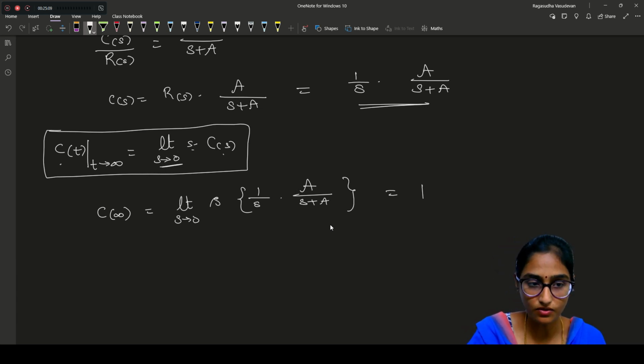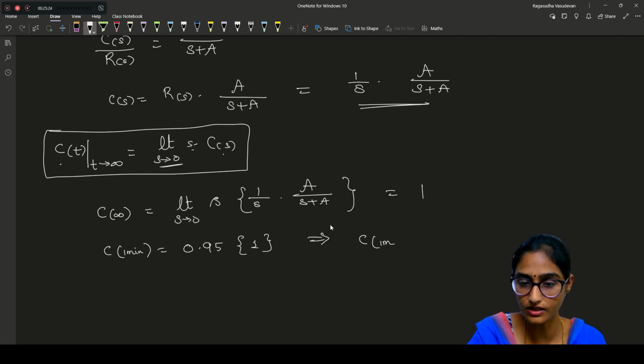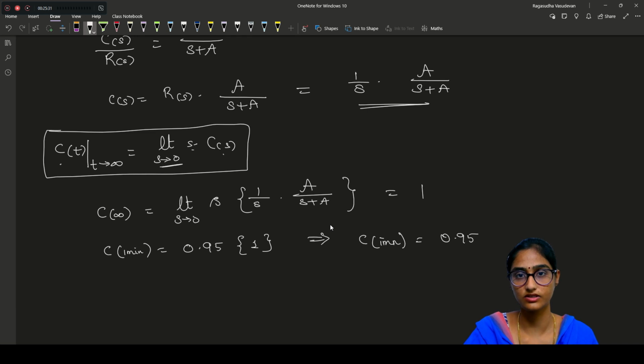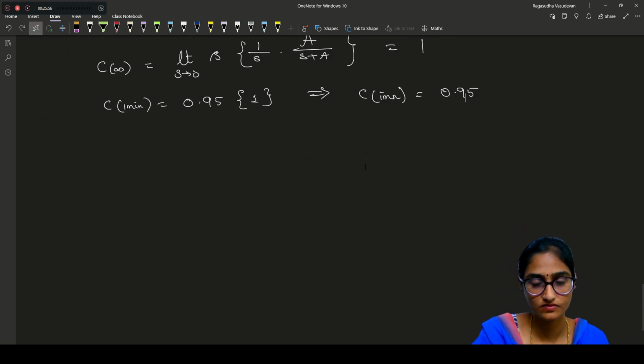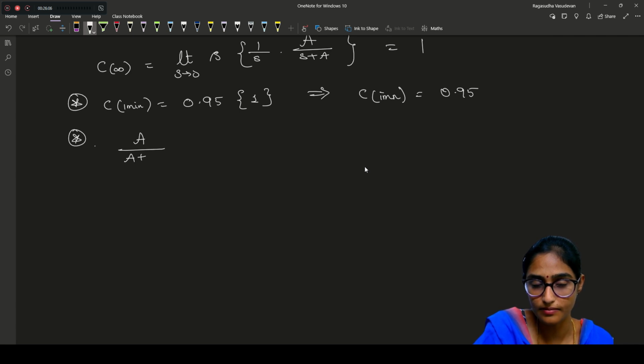It's given that c at 1 minute is equal to 0.95 times the steady state, which is 1. So the value of the response at 1 minute will be 0.95 in whatever units the temperature measures. Just note this point. Now we will dig into the transfer function. What is the transfer function? A divided by s plus A.